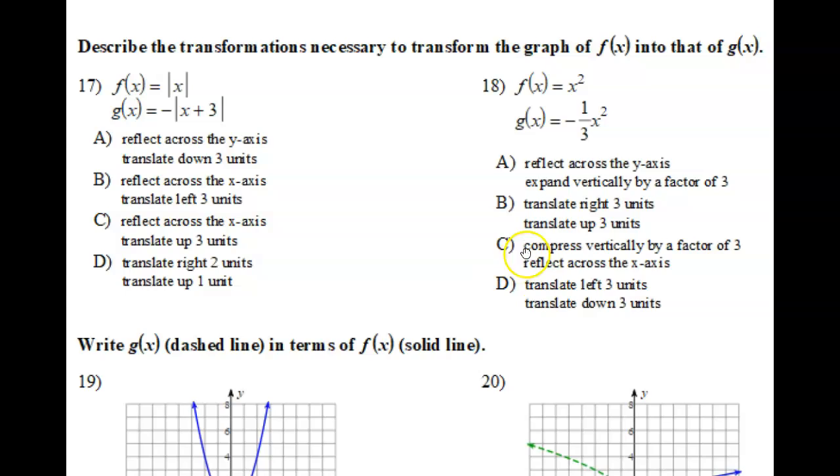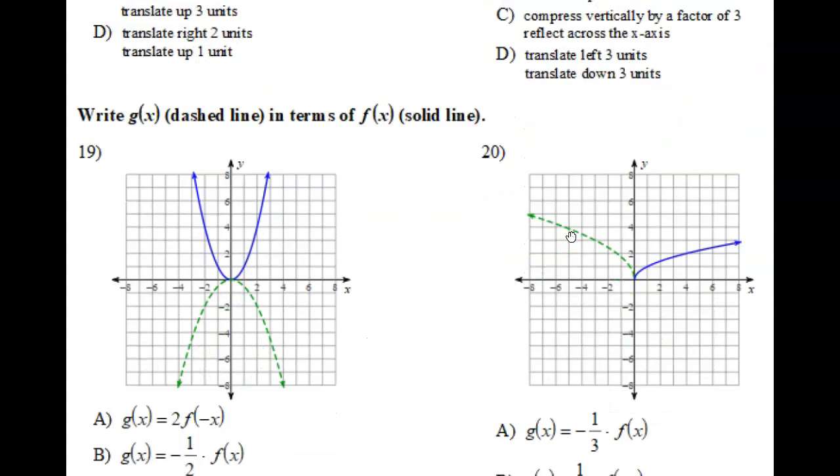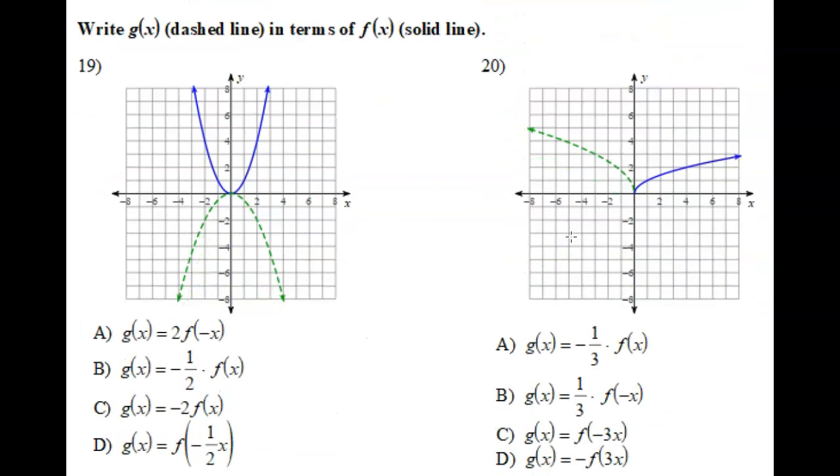Similar question is coming up next here on number 20. On this one, they're going to give you a graph, and you have to decide what sort of transformations those are, and then you got to pick out which one of these is the correct equation. So it says write g of x, which is the dashed line.